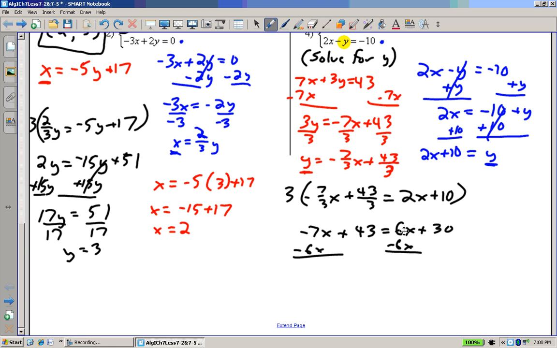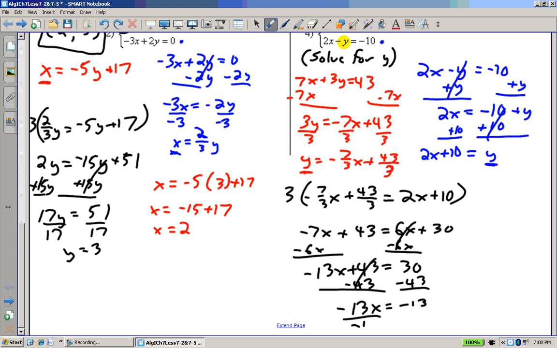Add the opposite of 6x, which is negative 6x. Then get all your variables onto the same side, first addition or subtraction. Then multiply, divide. So x equals 1.